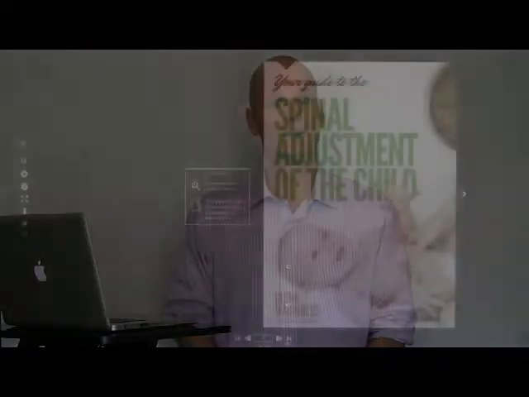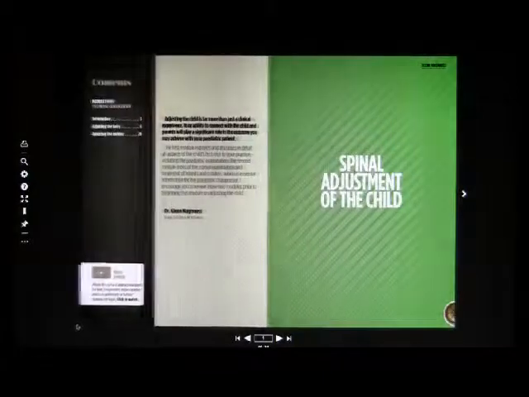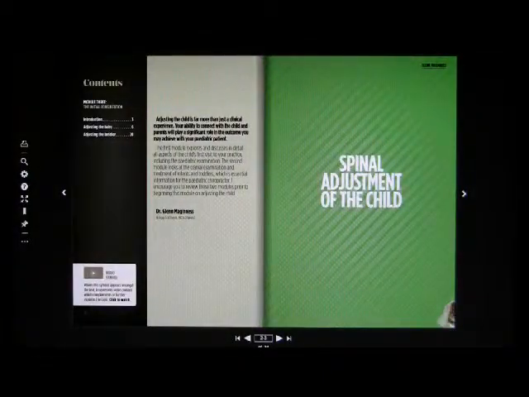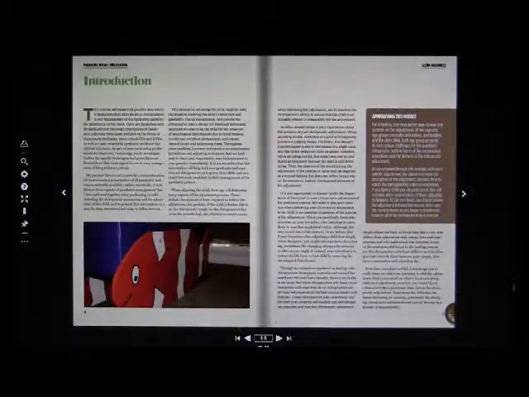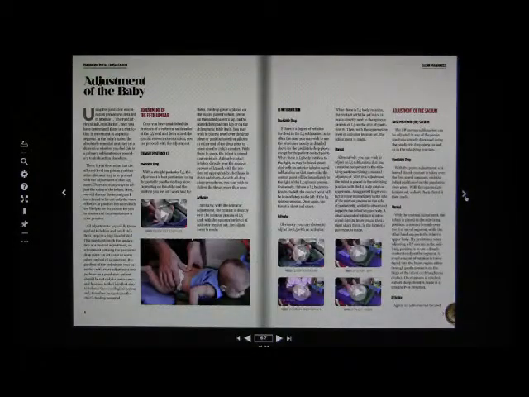Module 3 addresses that area of practice which is fundamental to what we do as chiropractors in our management of the paediatric patient, the adjustment of the child. This module is presented as an ebook which includes over 58 videos and presents both manual, drop piece and activator adjusting techniques for the neonate and baby, as well as the toddler and older child.